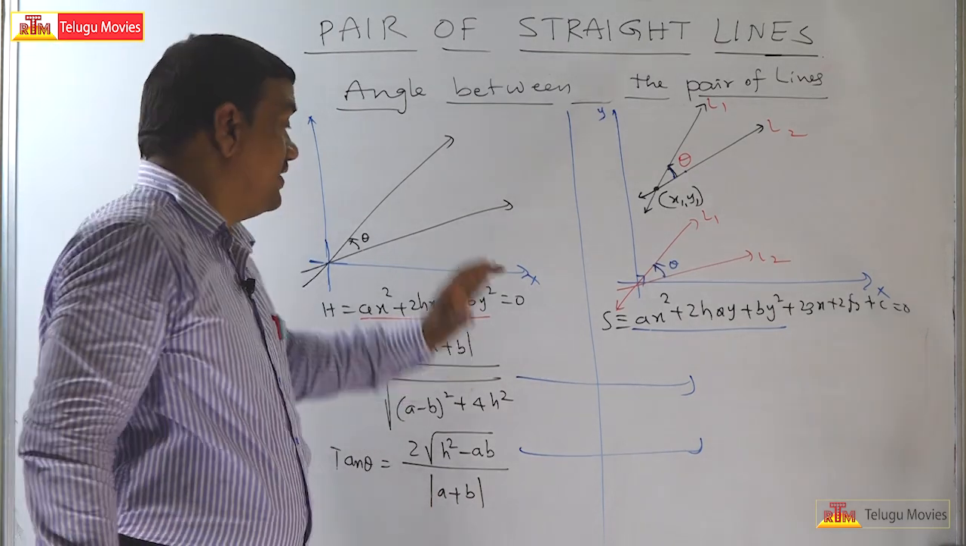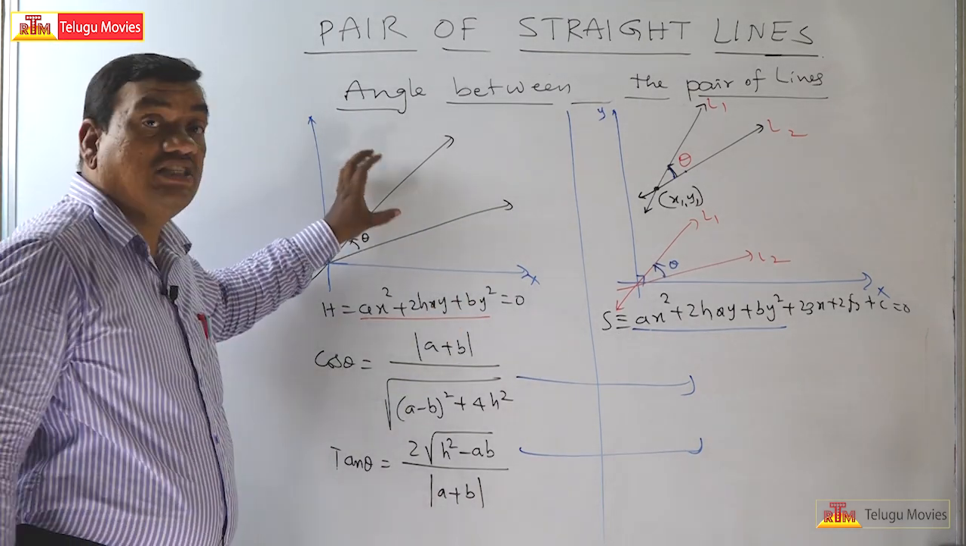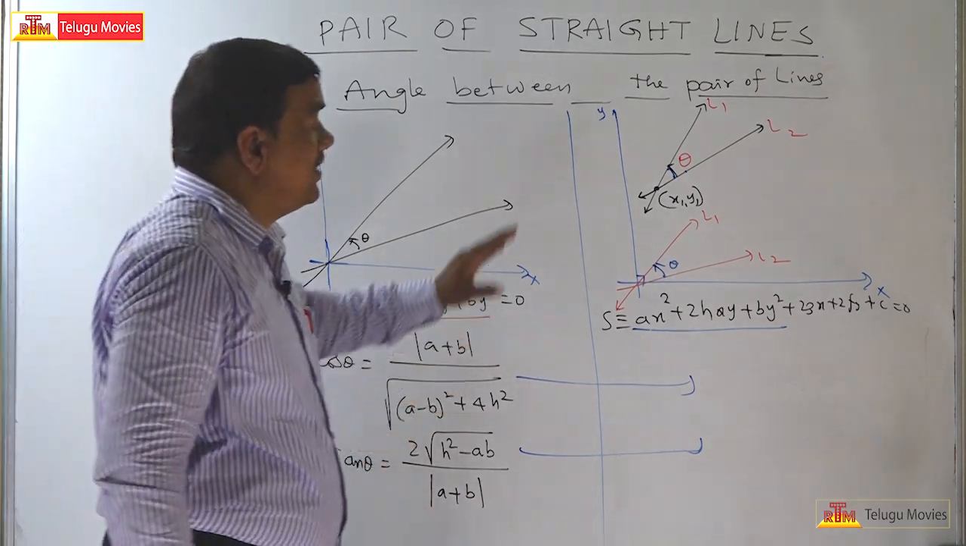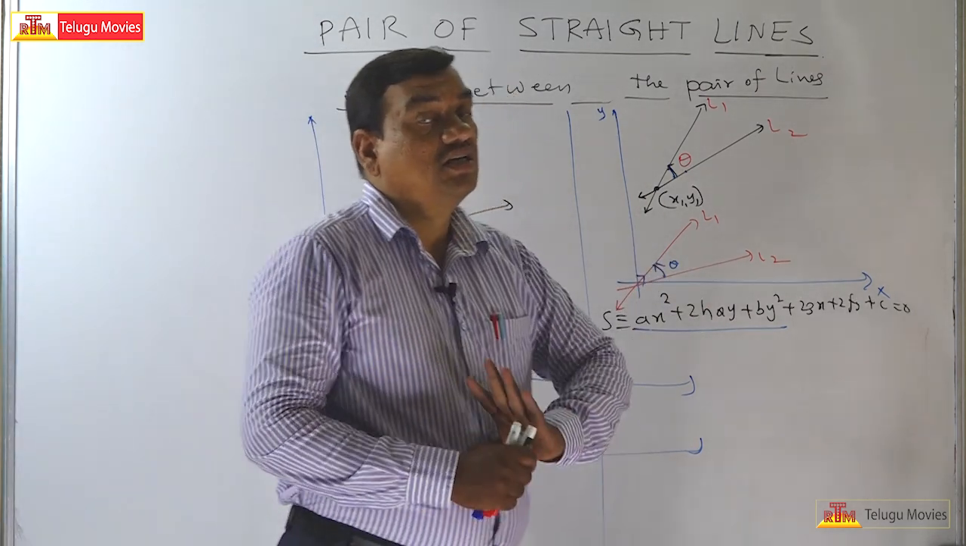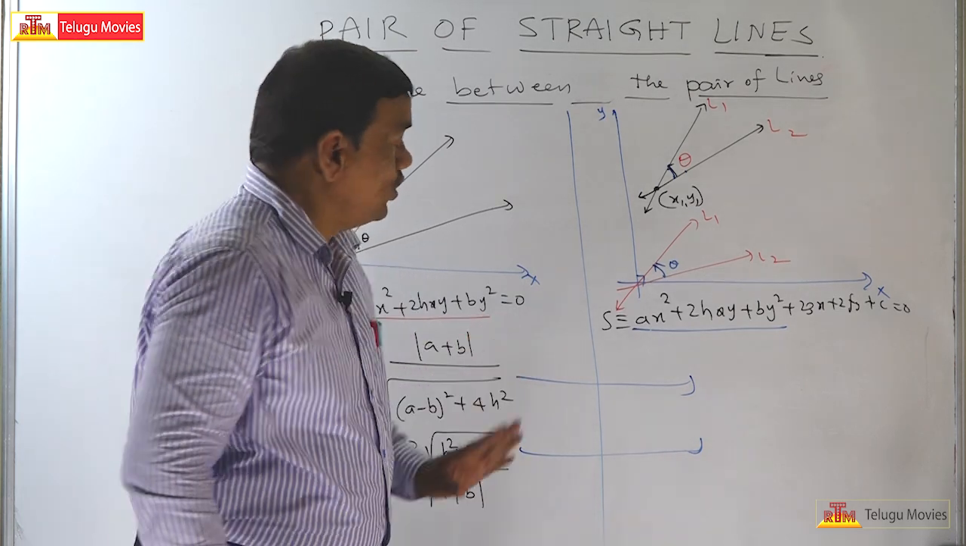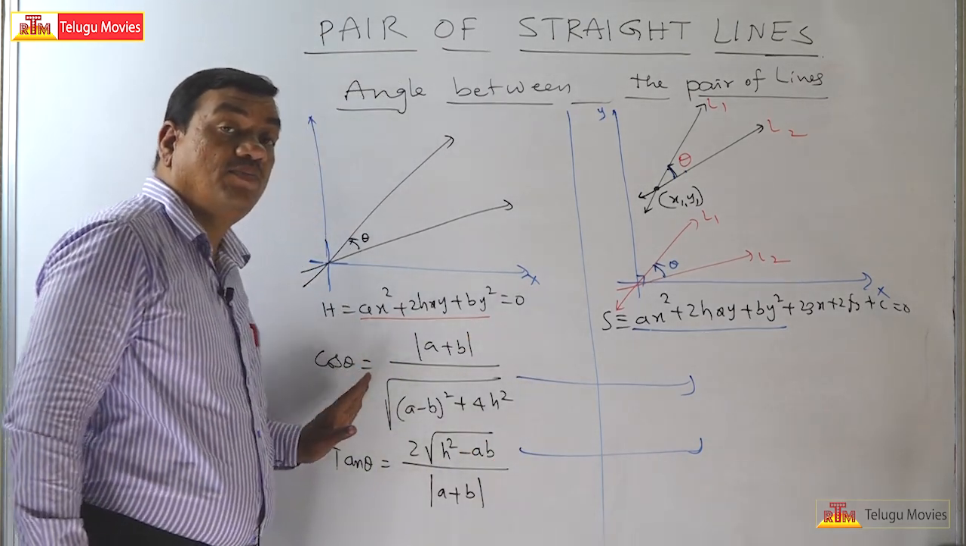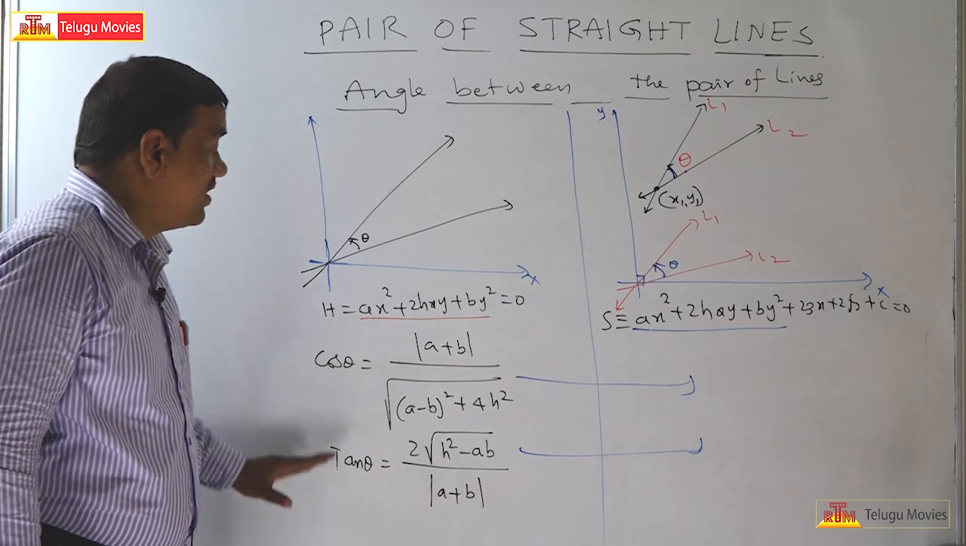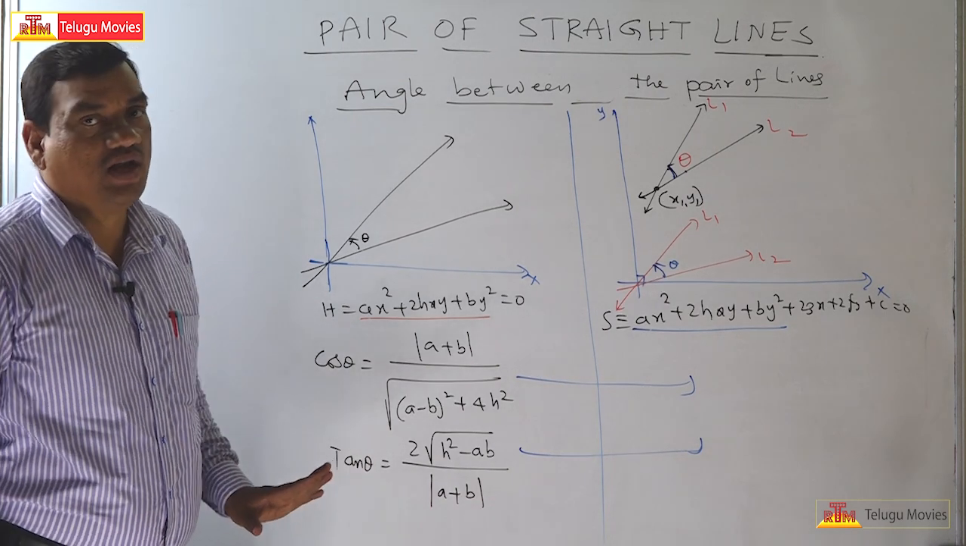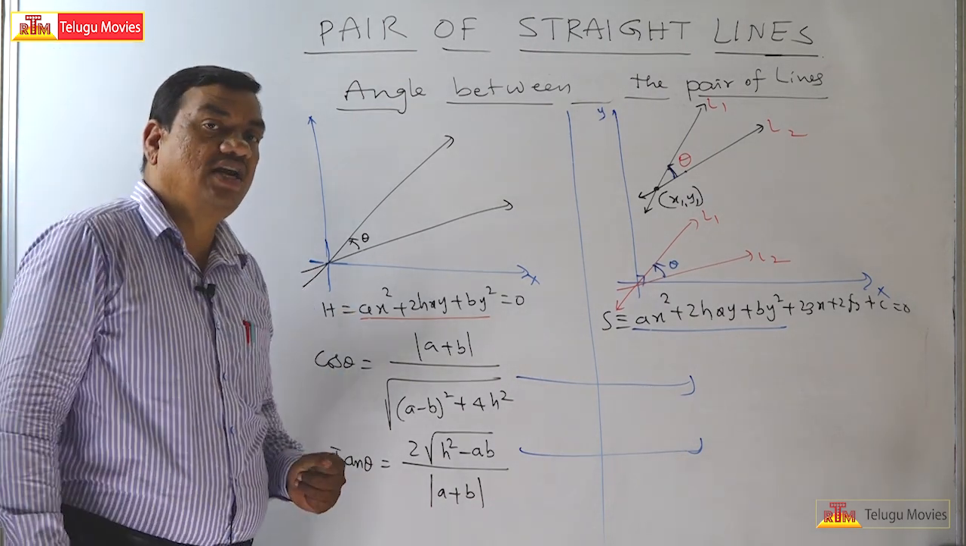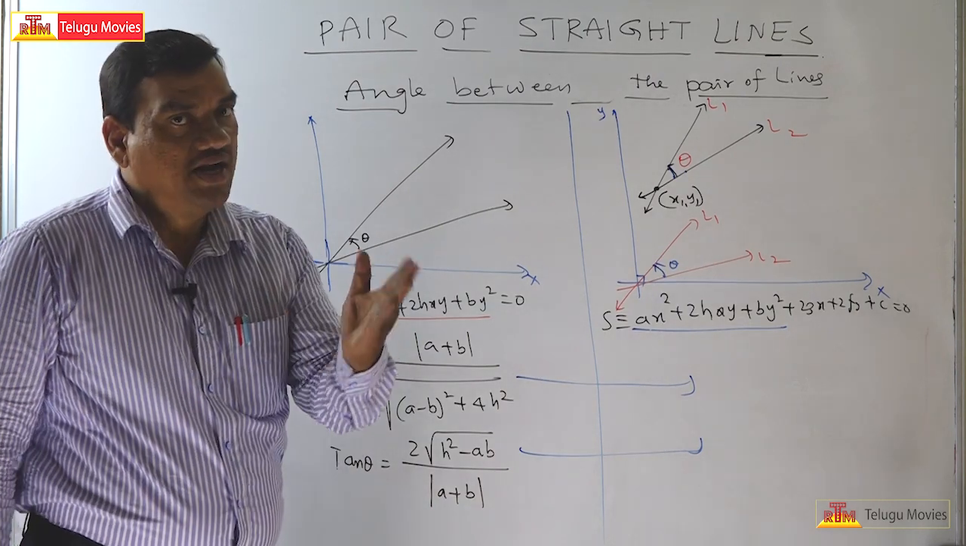Understand? So if the pair of lines either passes through the origin or does not pass through the origin, it does not matter. So the formula for finding the angle between the pair of lines is the same. Okay? Right. I hope that you understand this solution. So let us go for the next concept.